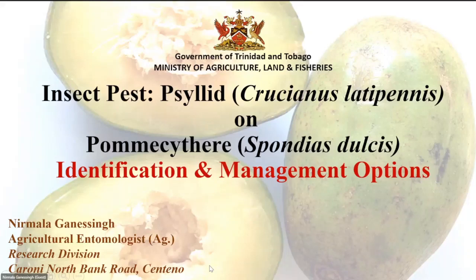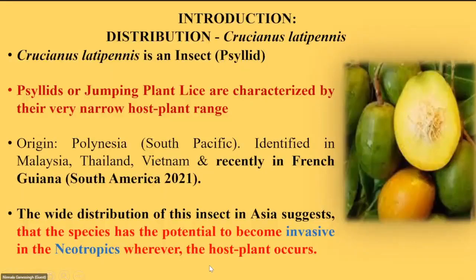Today, my presentation will be on an insect pest, a psyllid called Chrysaenus latapenis on Pommecythere, identification and management options. So you may be asking yourself, what kind of pest is this? Chrysaenus latapenis is an insect, a psyllid. Psyllids or jumping plant lice are characterized by a very narrow host plant range.